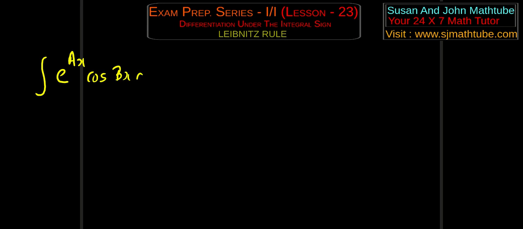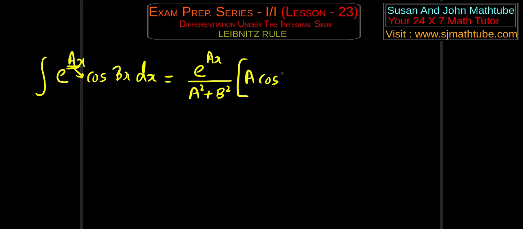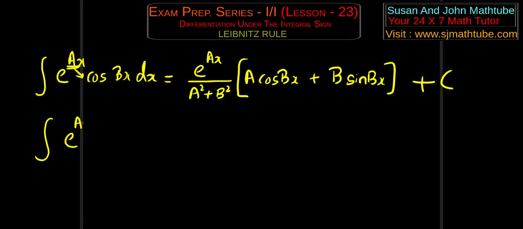We discussed the same thing long back when we learned improper integrals. And the formula is very simple, e power ax by a square plus b square. And I gave you one shortcut at that time. You have to think kind of like in a diagonal manner. So we get a cos bx plus b sin bx, and of course plus constant, and integral e power ax sin bx.